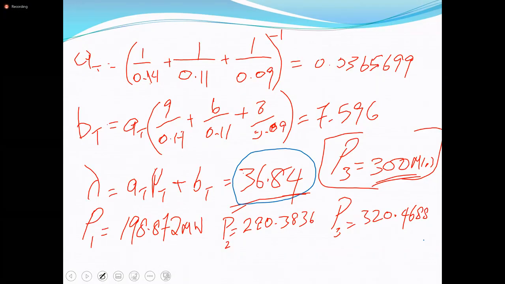Sir, 35.02344. All right. Substitute that in lambda 3 for me and tell me what value you get for P3. Sir, 300.26. Yes, sir. All right.